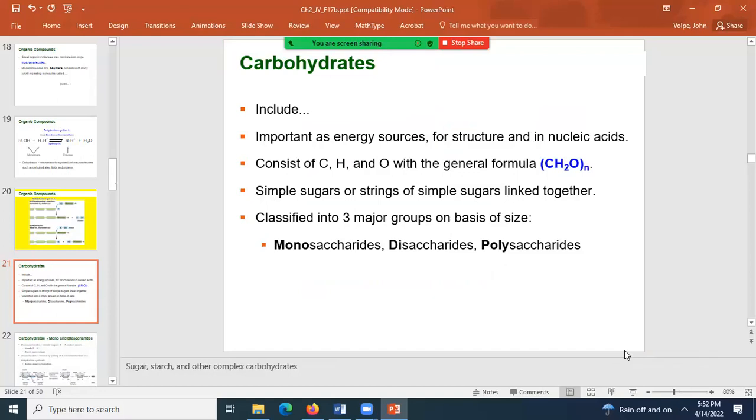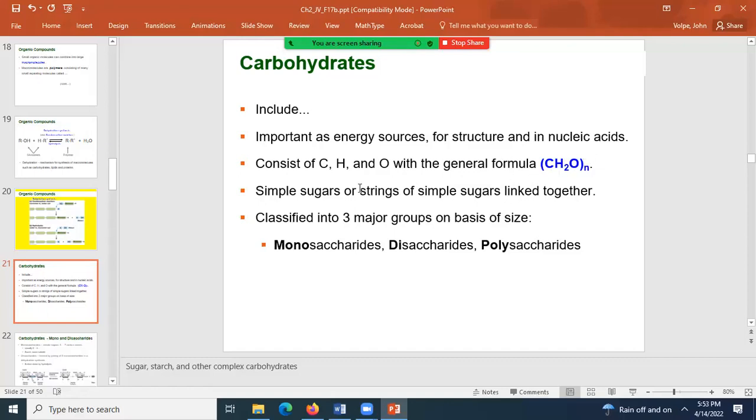All right, carbohydrates is the first of the biological organic molecules we want to talk about. These include, of course, sugar, starch, and the other complex carbohydrates like cellulose. Carbohydrates are an important energy source. Cells and organisms use them for structure, and you can find carbohydrates in nucleic acid.